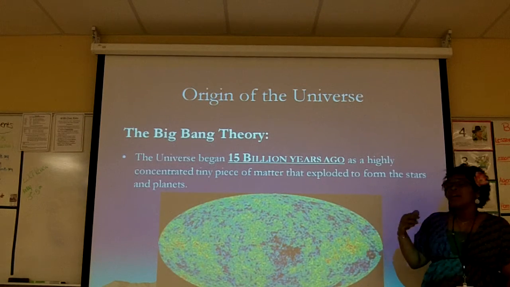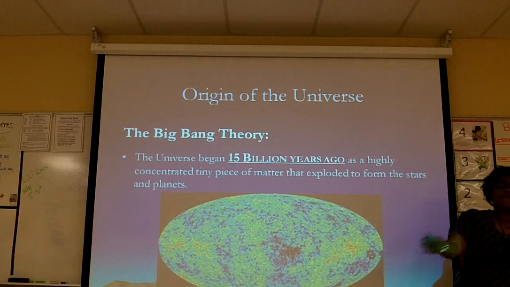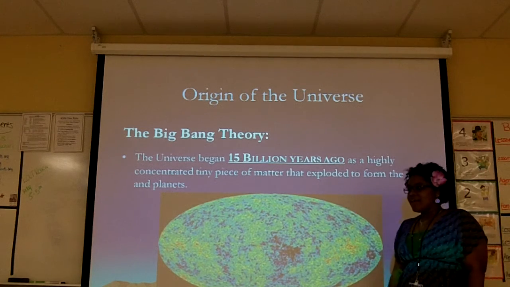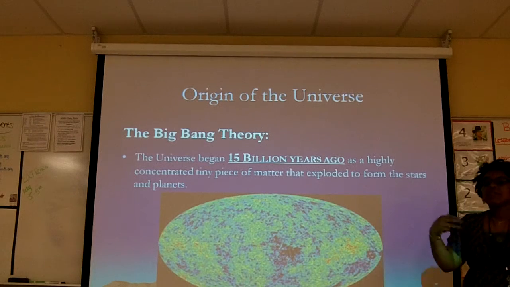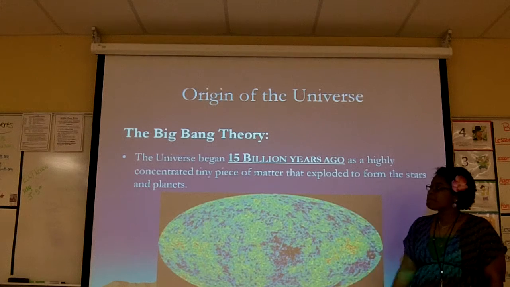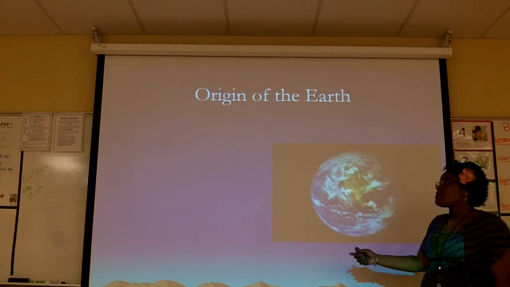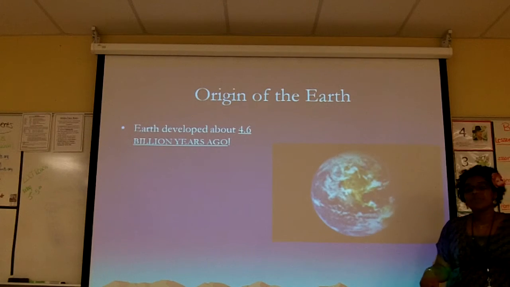So, in case you haven't heard of this theory before, the leading theory in terms of how the universe was created is the Big Bang Theory, where about 15 billion years ago, you had one point in the universe, and from that point, you had expansion. From that expansion, eventually you had stars, planets, solar systems, galaxies, etc. The Earth developed about 4.6 billion years ago.